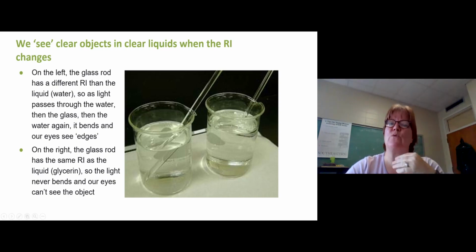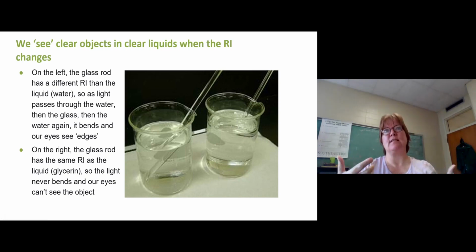So the way that we see a clear object in a clear liquid, it turns out, is related to refractive index. Even though they're both clear, if they have different refractive indexes, that's how we see it. So, we can see this glass rod in water. I can, and I also see the bending, that double refraction. I'm seeing that kind of bending pattern there.